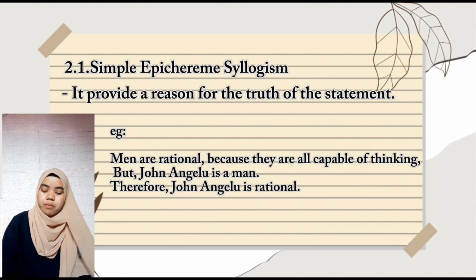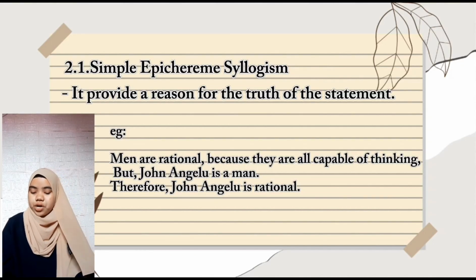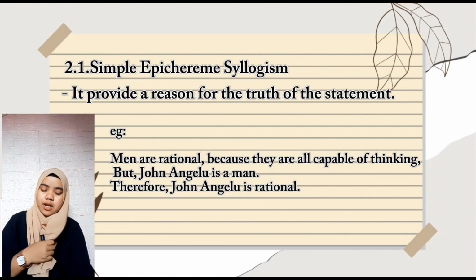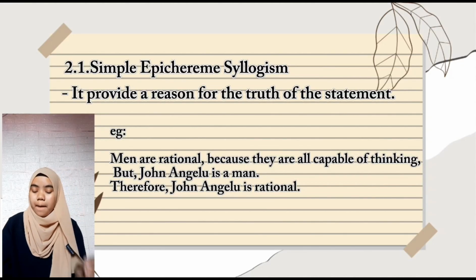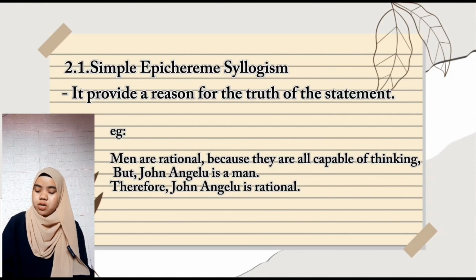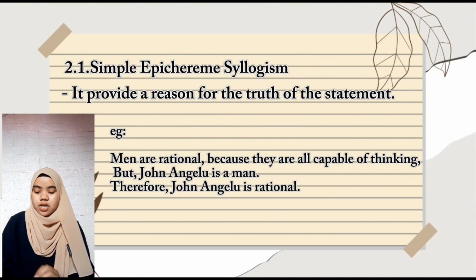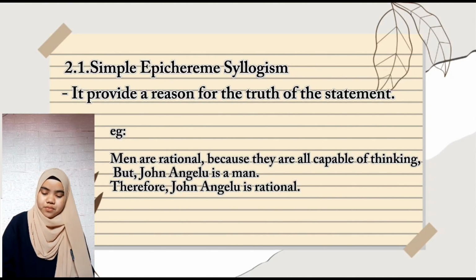So in a minor premise, we see the word because, para mas maintindihan lalo kung ano talaga yung men. Men are rational because they are all capable of thinking. So maintindihan natin na si John Angelo is a man because he is capable of thinking.